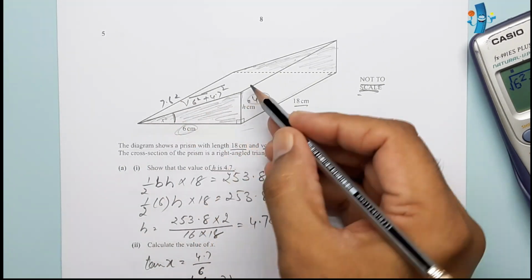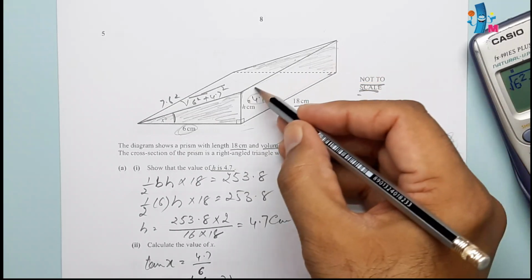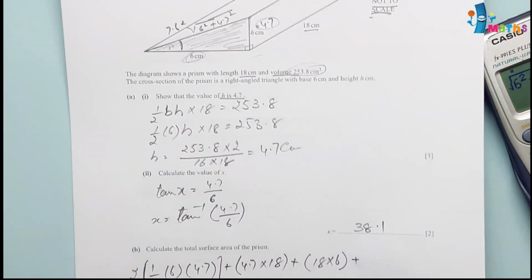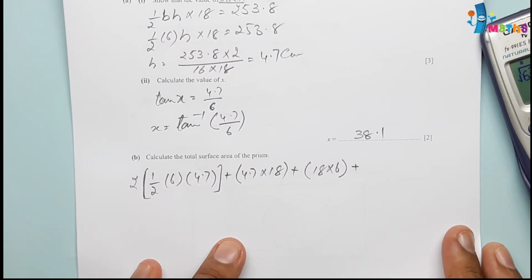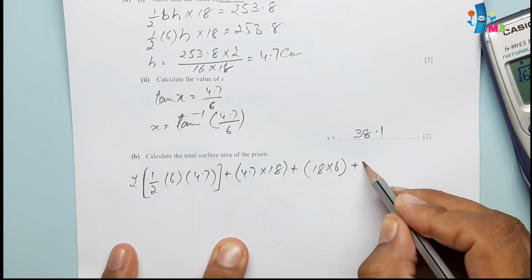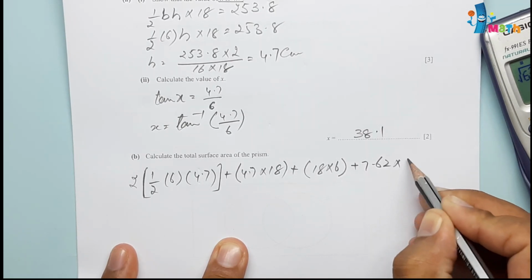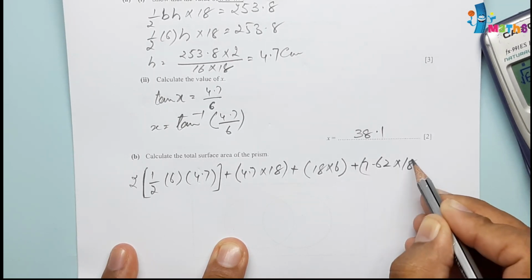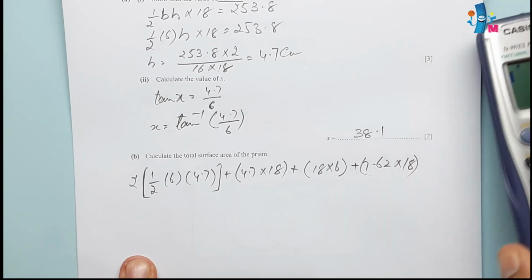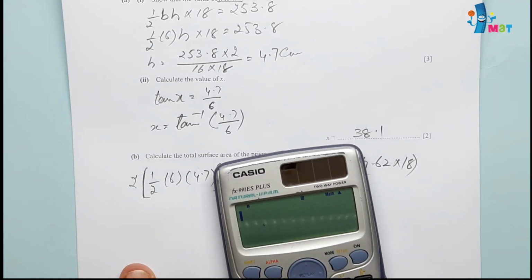So this side multiplied by this, which is 18, will be the slanting area of the prism. So we will add 7.62 multiplied by 18. So we'll put in brackets. Now we can calculate this whole thing.